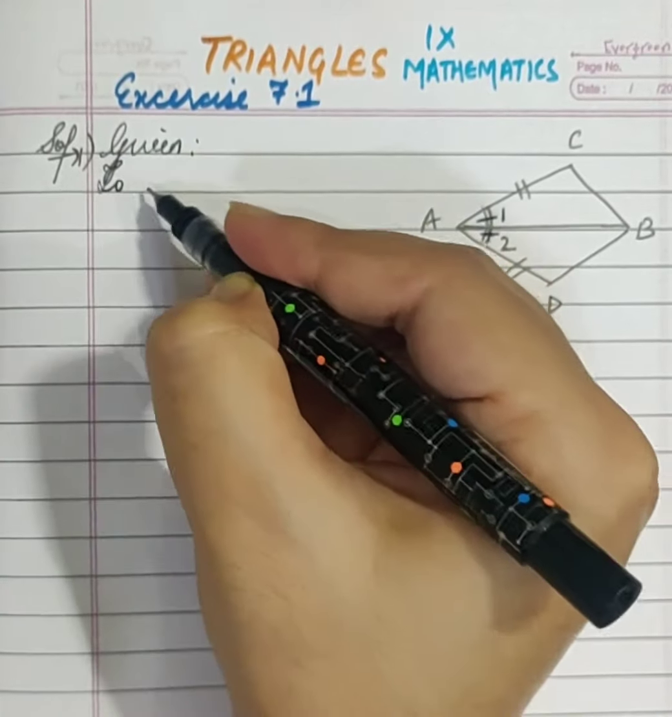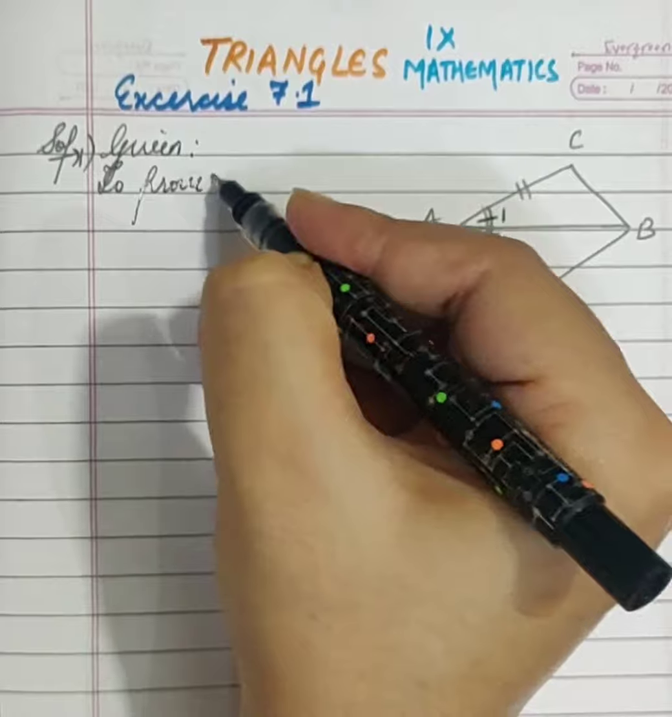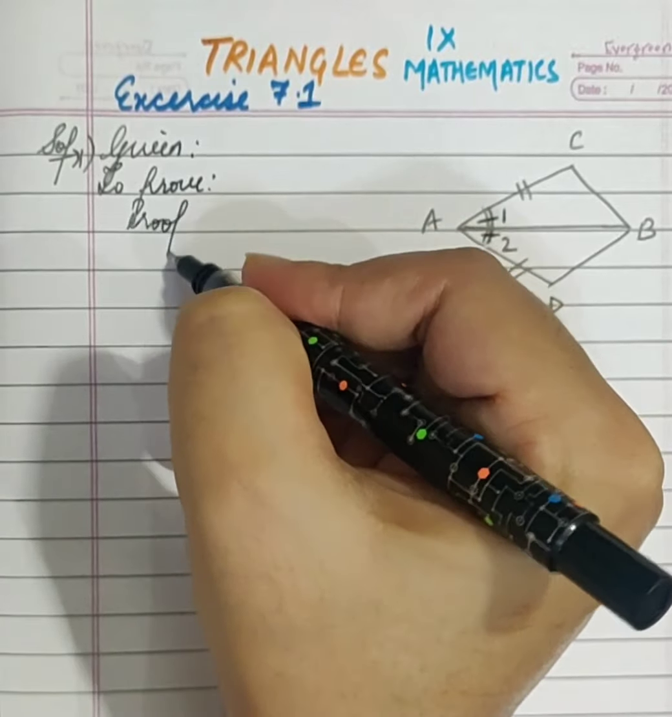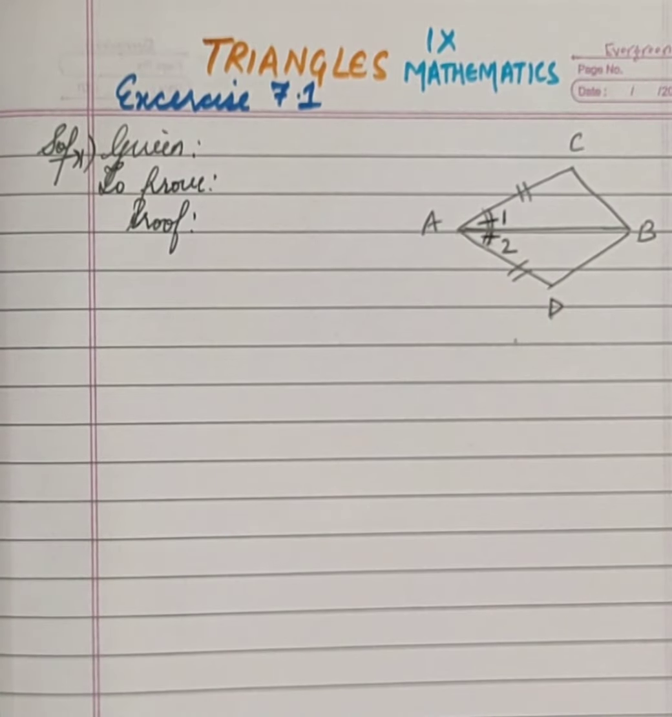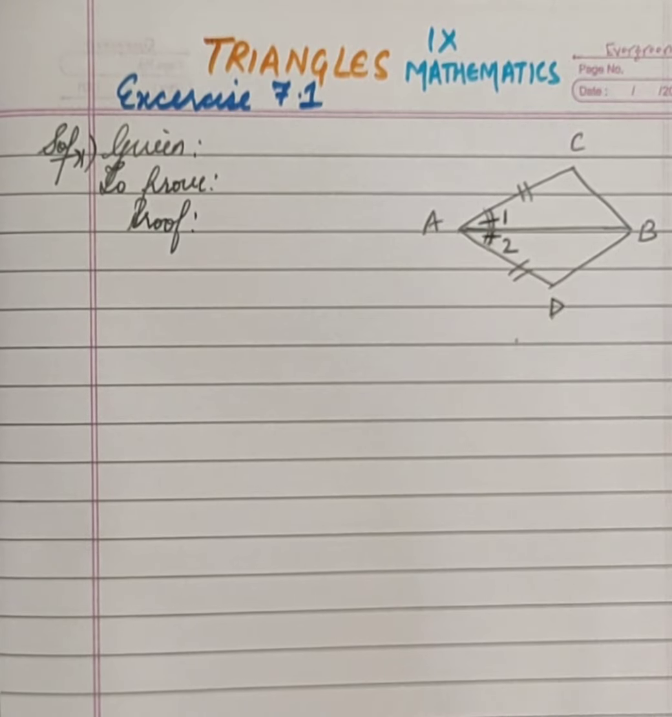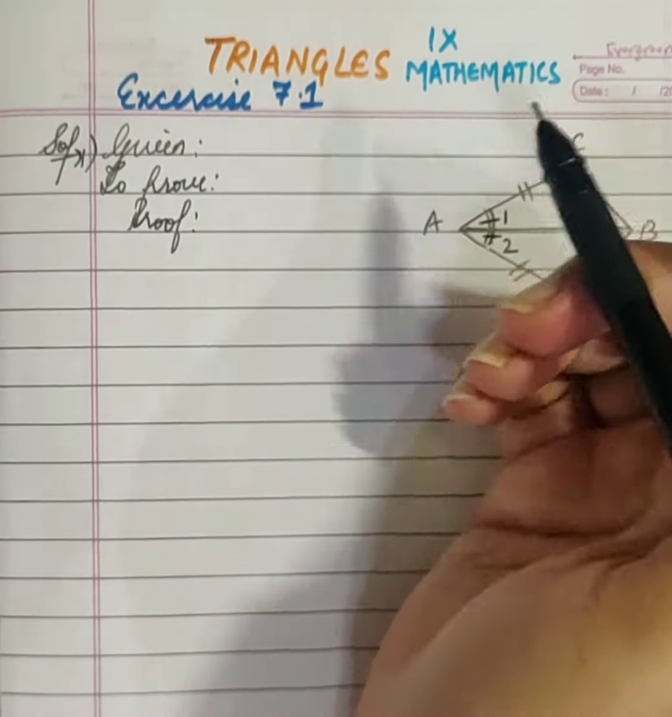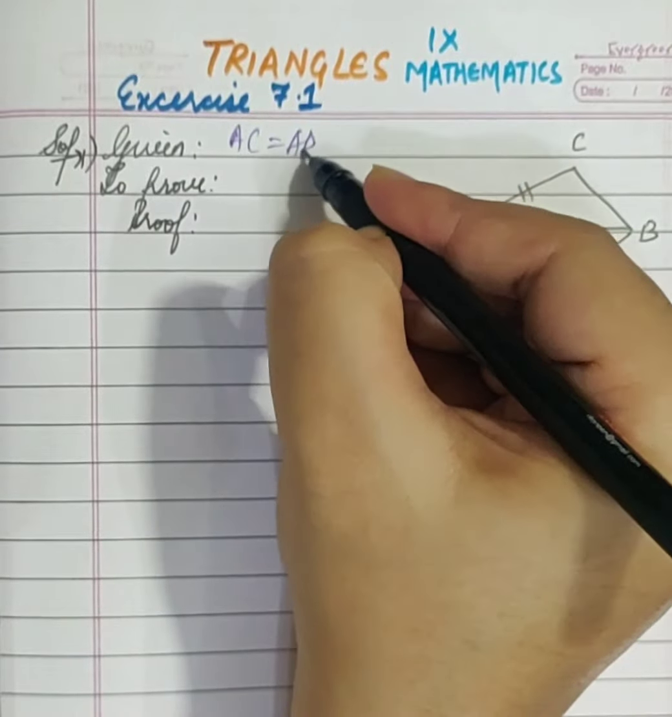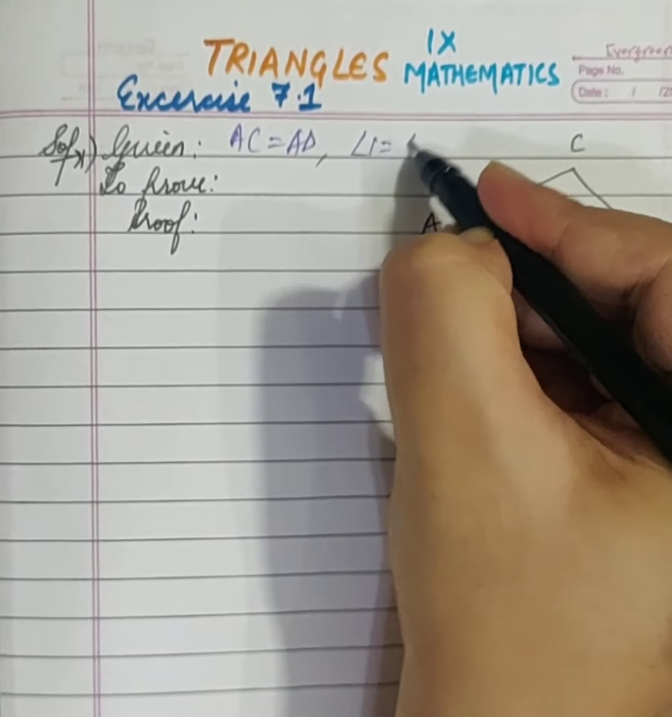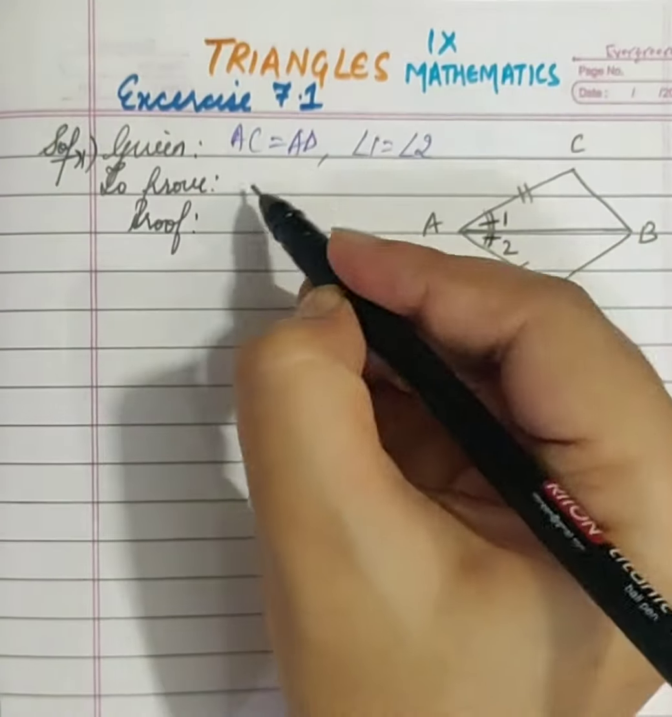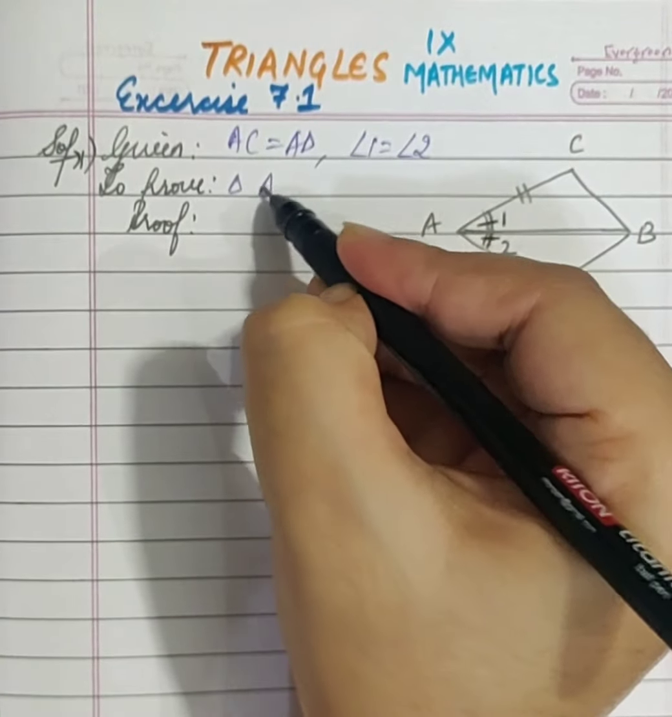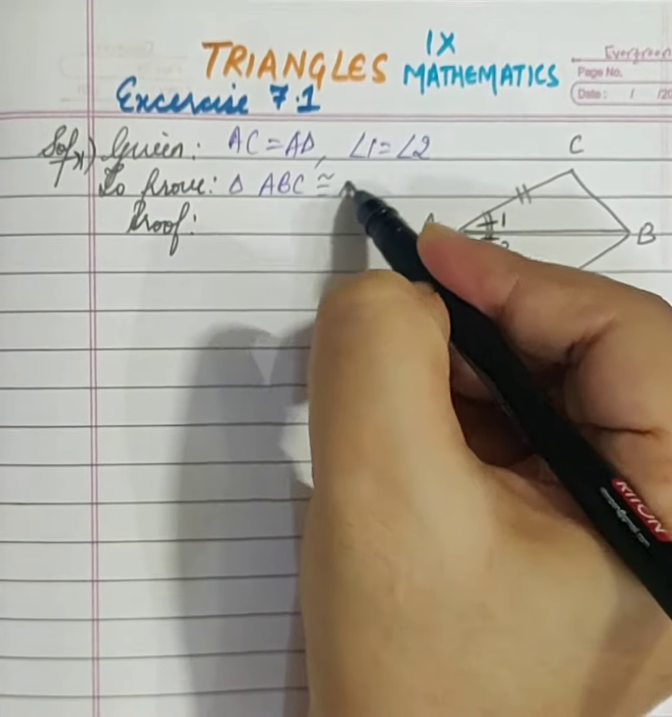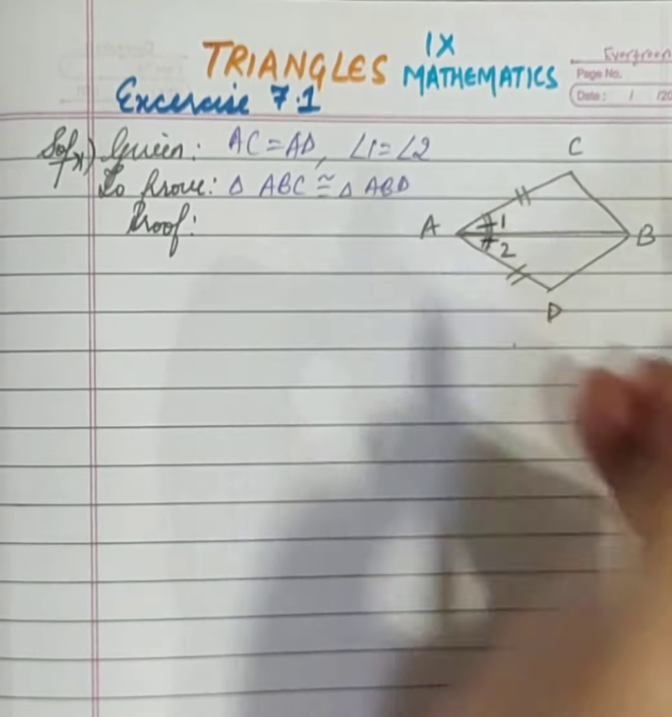Given, to prove, and proof. There is one more statement in this question that we will see later. So what is given? AC is equal to AD. Also angle 1 is equal to angle 2. What is to be proved? Triangle ABC is congruent to triangle ABD.